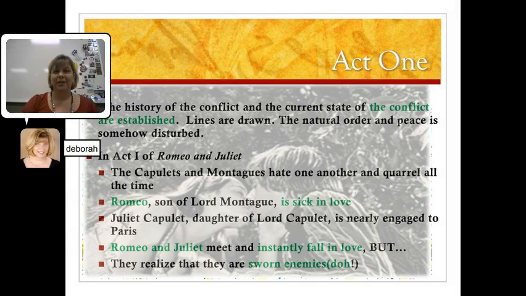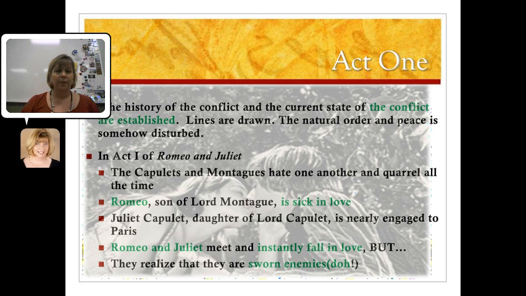So in Act 1 of any Shakespearean play, we're introduced to the world of the play. And usually something has happened or is about to happen in Act 1 that's going to upset the natural order of this world. Whatever the state should be, that natural order and peace is going to be somehow disturbed.